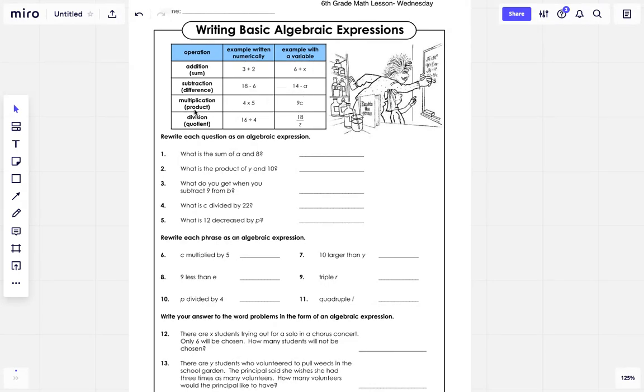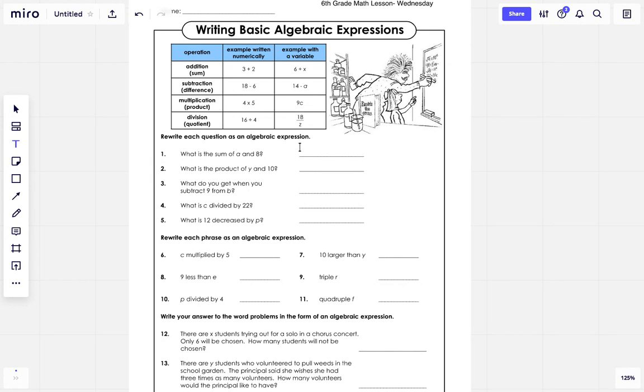Multiplication, remember, is called a product. The answer is a product. So the product of 4 and 5, or the product of 9 and c. Remember, when we are working with variables, we don't use the multiplication symbol. We just put the number directly next to the variable. And for division, we call the answer the quotient. So 16 divided by 4, 18 divided by z.